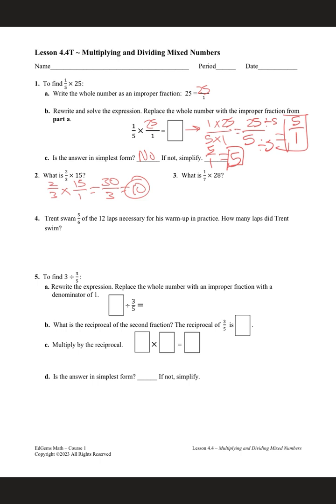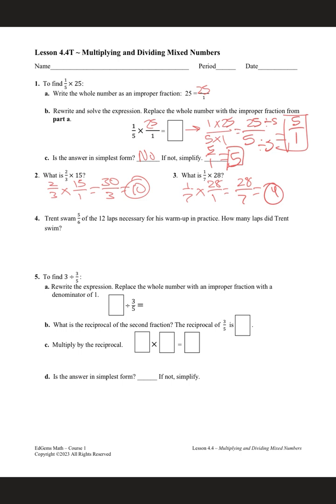Number 3, you've got 1/7 times 28. Let's go ahead and change that into an improper fraction. So 28 over 1. So at this point, let's go ahead and multiply straight across. So 1 times 28 is 28. 7 times 1 is 7. And then when we reduce that, how many times will 7 go into 28? 7 will go into 28 4 whole times.